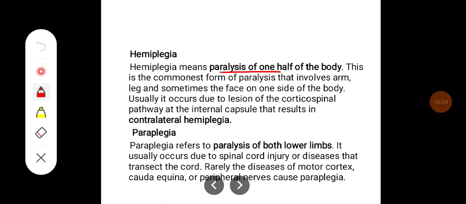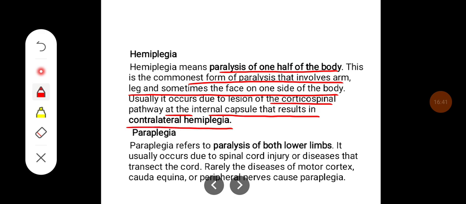Hemiplegia means paralysis of one half of the body. This is the commonest form of paralysis that involves arm, leg, and sometimes face on one side of the body. Usually it occurs due to the lesion of the corticospinal pathway at the internal capsule that results in contralateral hemiplegia.